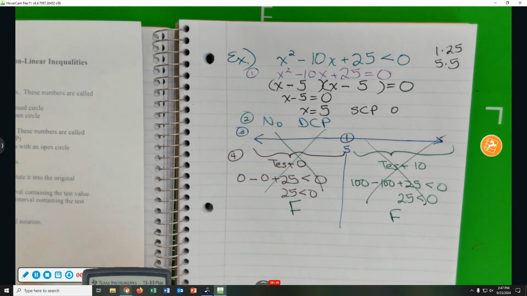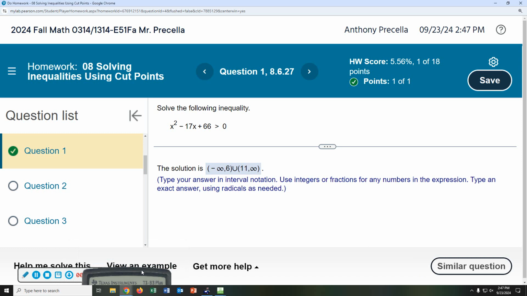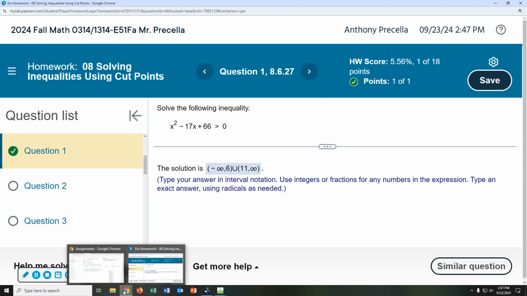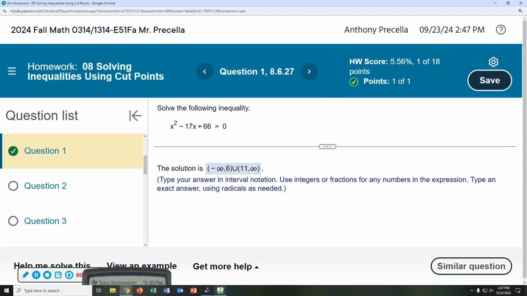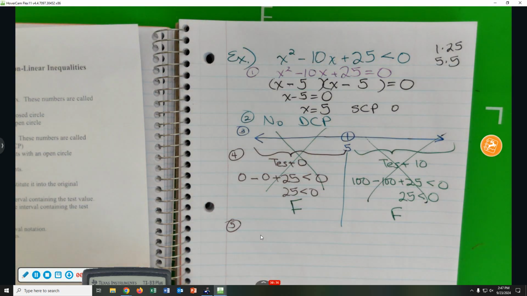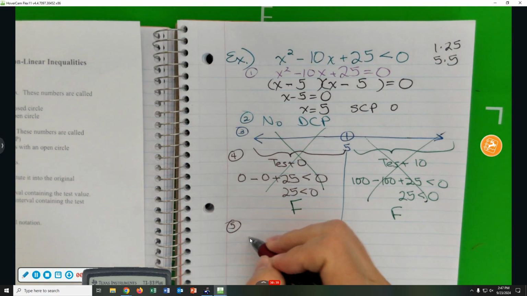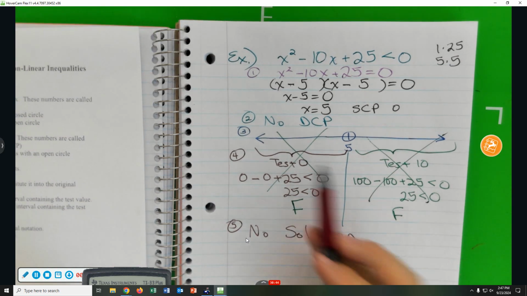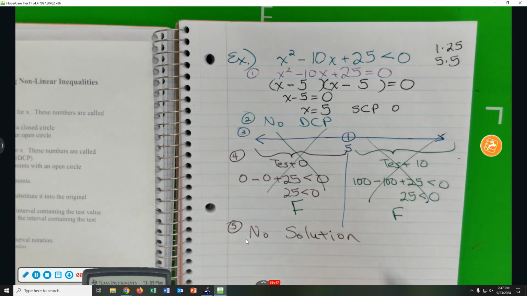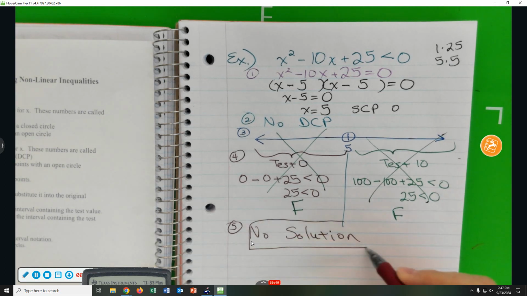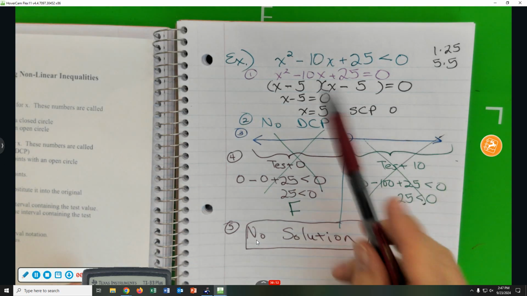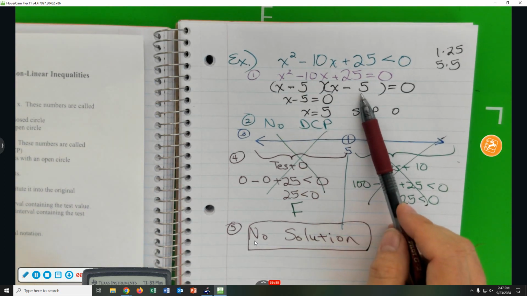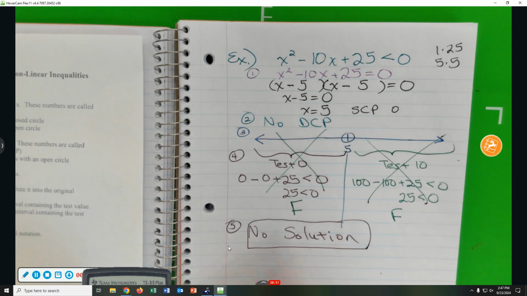Let me look at these answers. When you're doing the homework, they might have an option for this. What's the answer going to be? No solution or empty set. If everything's false, there's no shaded intervals. I don't suppose that happens in the homework, but still, when you have repeated factors, all sorts of weird things could happen. You may get true.